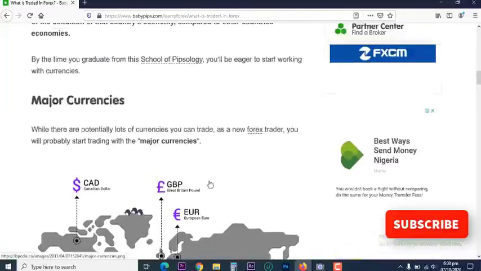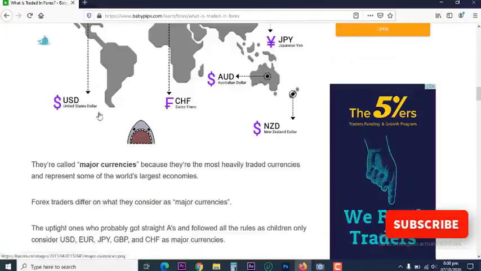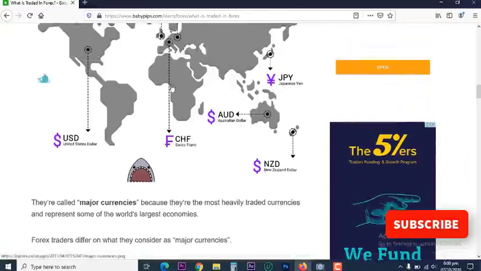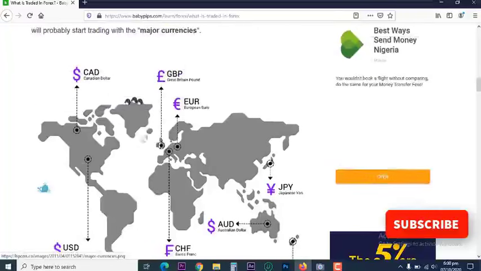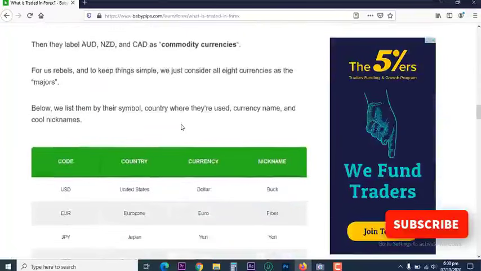So what major currencies do we trade? Canadian dollar, Great Britain pound, the European euro, US dollar, the Swiss franc, Australian dollar, Japanese yen, and the New Zealand dollar. These are the major currencies we trade. They are a lot, right?